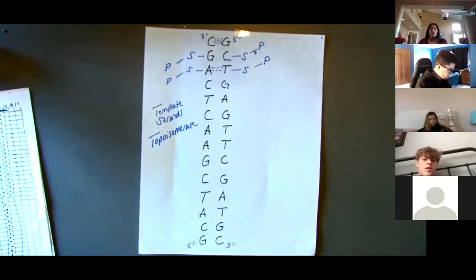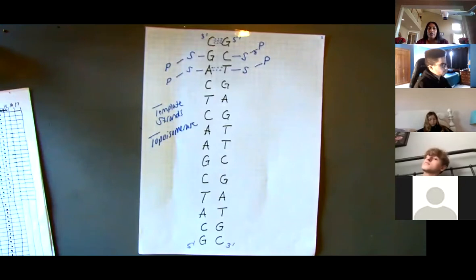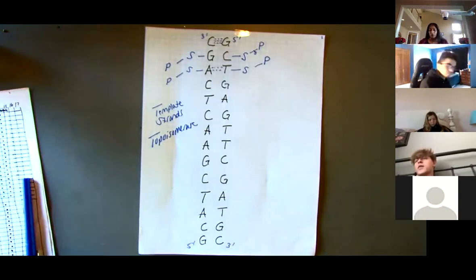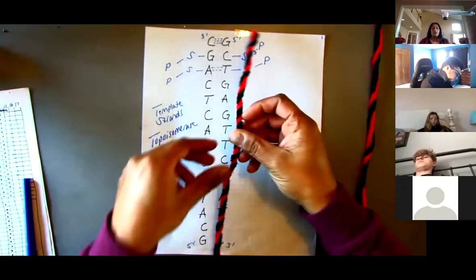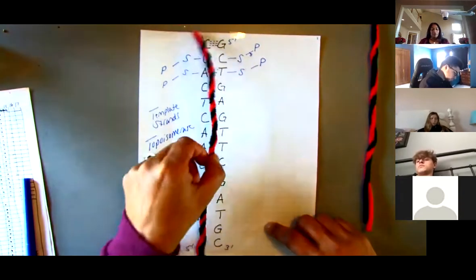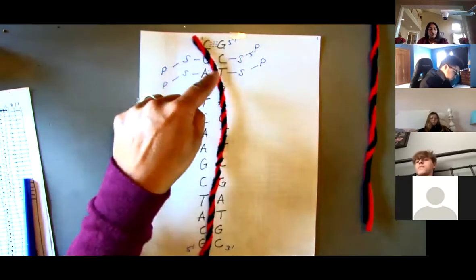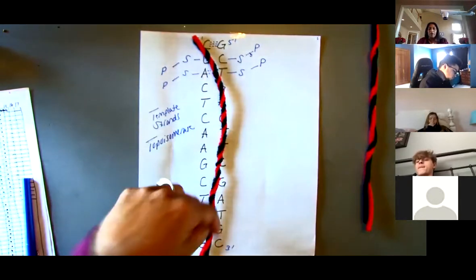How do you know it's an enzyme? Topoisomerase. How do you know it's an enzyme? ACE. The ASE ending, okay? Now, the enzymes are all the workers, okay? So I want you to take a look at this DNA molecule, this red and black pipe cleaners, okay? You see that there's 2 strands wrapped around one another, right?